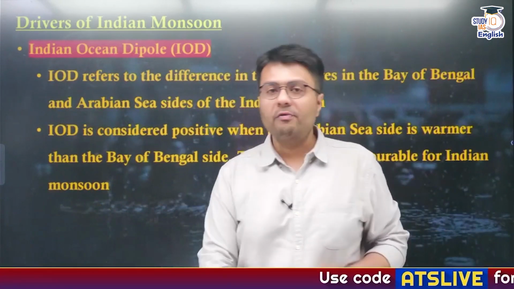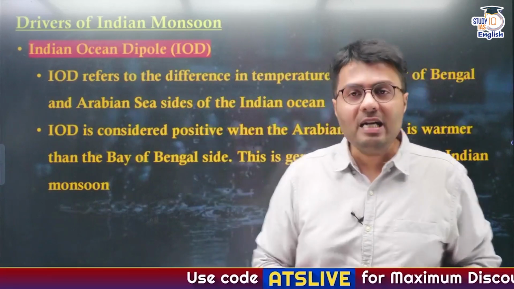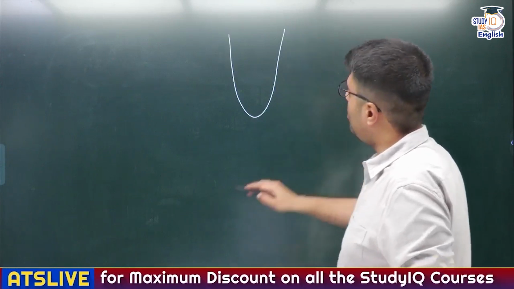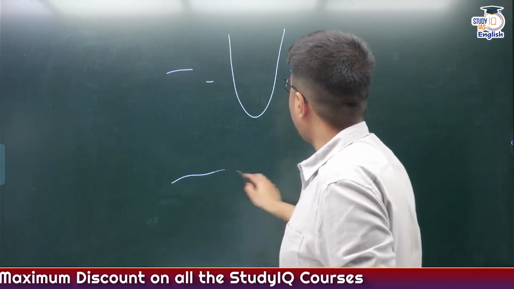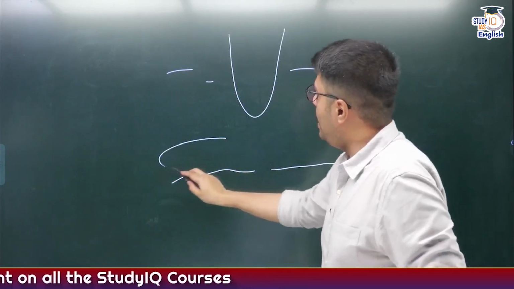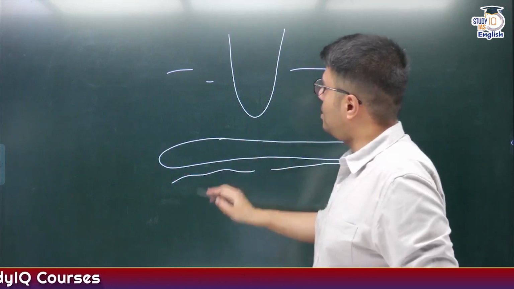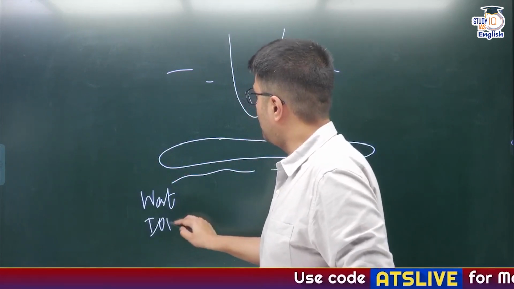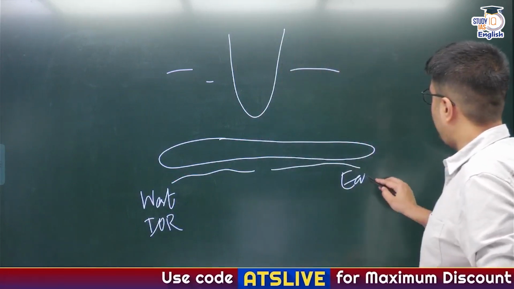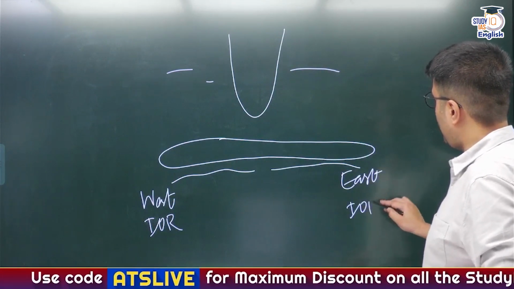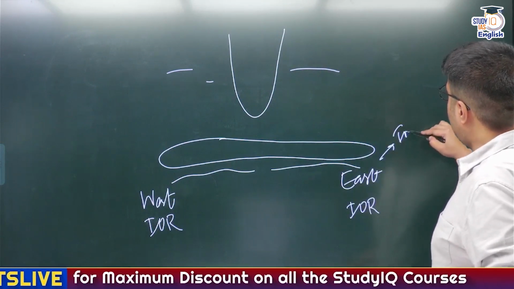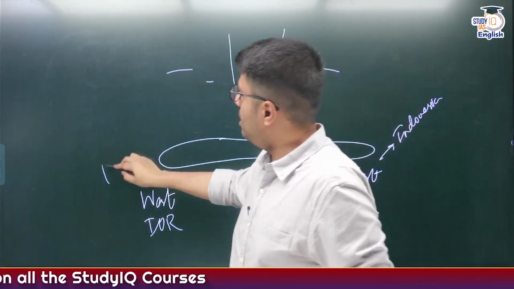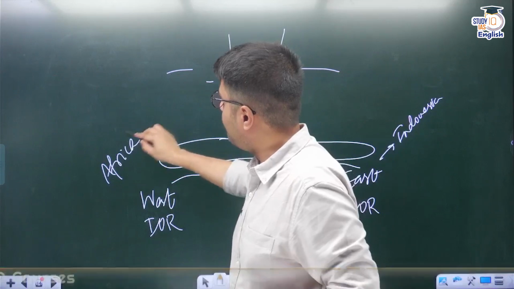So this was first driver. Another driver is known as Indian Ocean Dipole. Now, what is Indian Ocean Dipole? Suppose this is the coast of India and this is the waters of Indian Ocean region. Now, Indian Ocean Dipole is the difference in temperatures between western Indian Ocean region and eastern part of Indian Ocean region. Now, eastern part of Indian Ocean region means near the coast of Indonesia, whereas western part of Indian Ocean means near the coast of Africa, right?